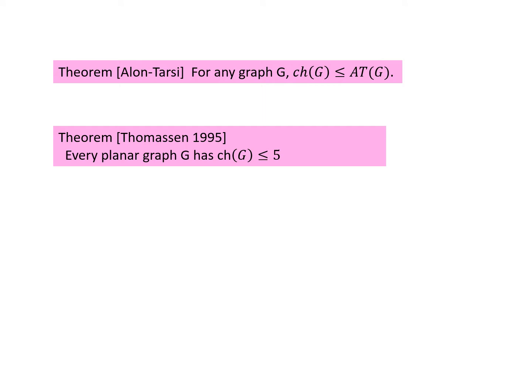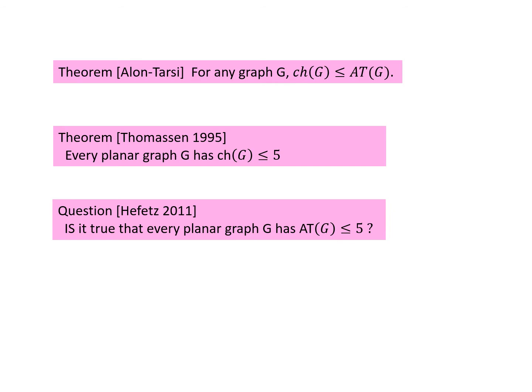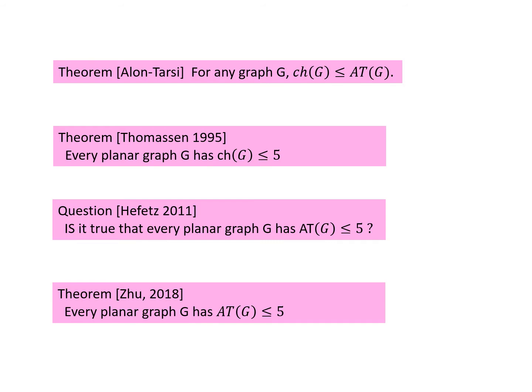Thomassen proved in 1994 that every planar graph is 5-choosable. And then a natural question is: is it true that every planar graph has Alon Tarsi number at most 5? The Alon Tarsi number is an upper bound for the choice number, and this difference can be arbitrarily large. This question was asked by Zhu in 2011. And the answer is positive.